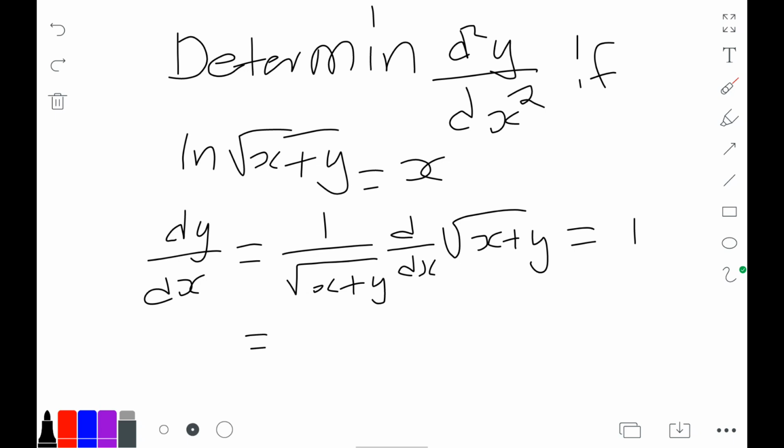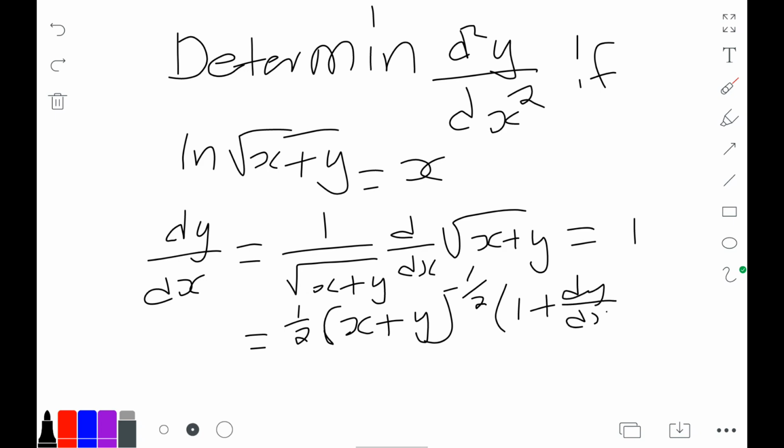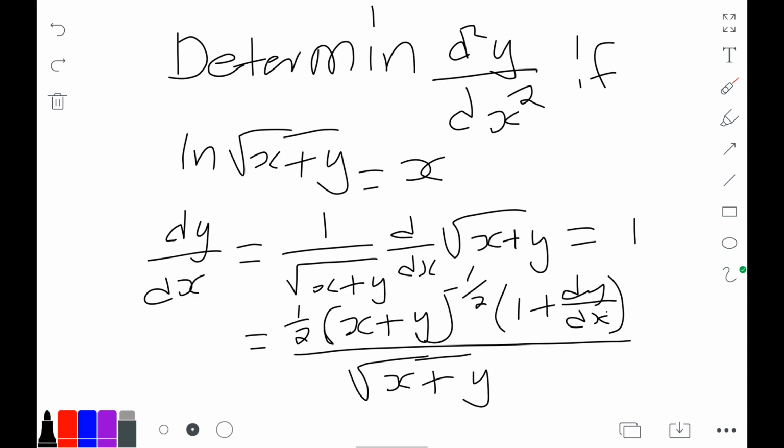Then we can simplify this. When we simplify, it's going to give us 1 over 2 in brackets x plus y, and then when we subtract 1 from 1 over 2, we get minus 1 over 2. We differentiate what is inside, which is x, then we get 1 plus dy over dx, over, remember everything is over, square root of x plus y, which equals 1. So now we have found this.